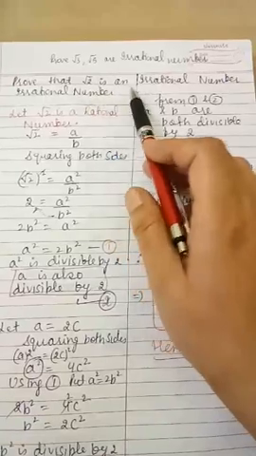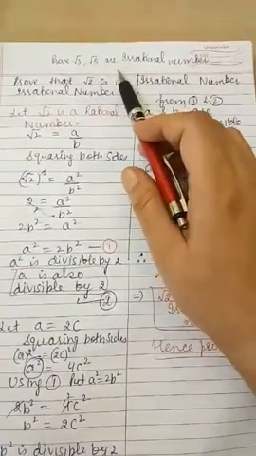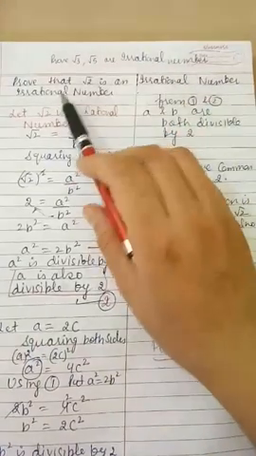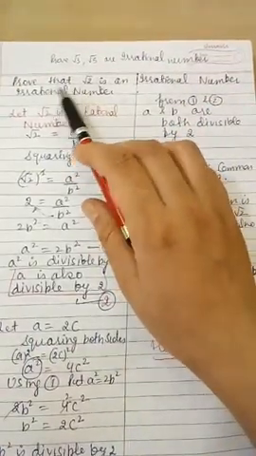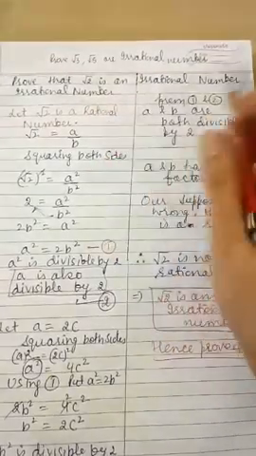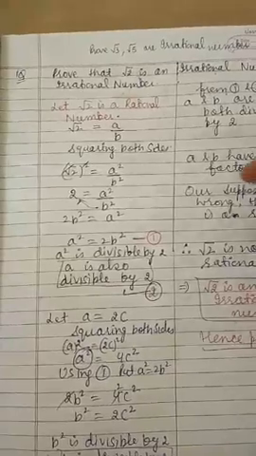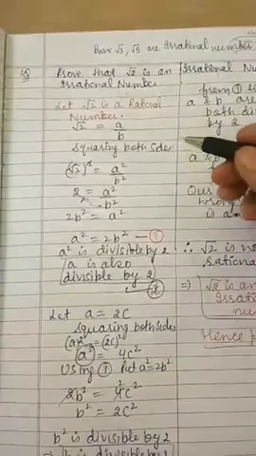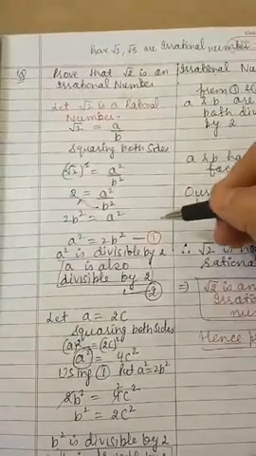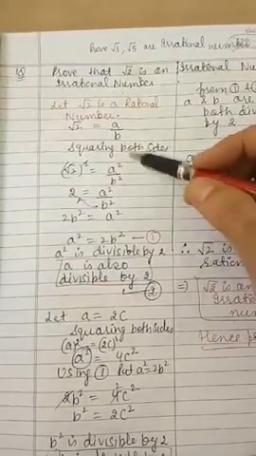Prove that root 2 or root 5 or root 3 is an irrational number. So I have solved the question. Prove that root 2 is an irrational number. Okay, this question I have selected. So we are going to do it by the method of contradiction. What is the method of contradiction? First of all we will suppose something, and in the end we can say that whatever we have supposed is wrong. Okay, that is the method of contradiction.